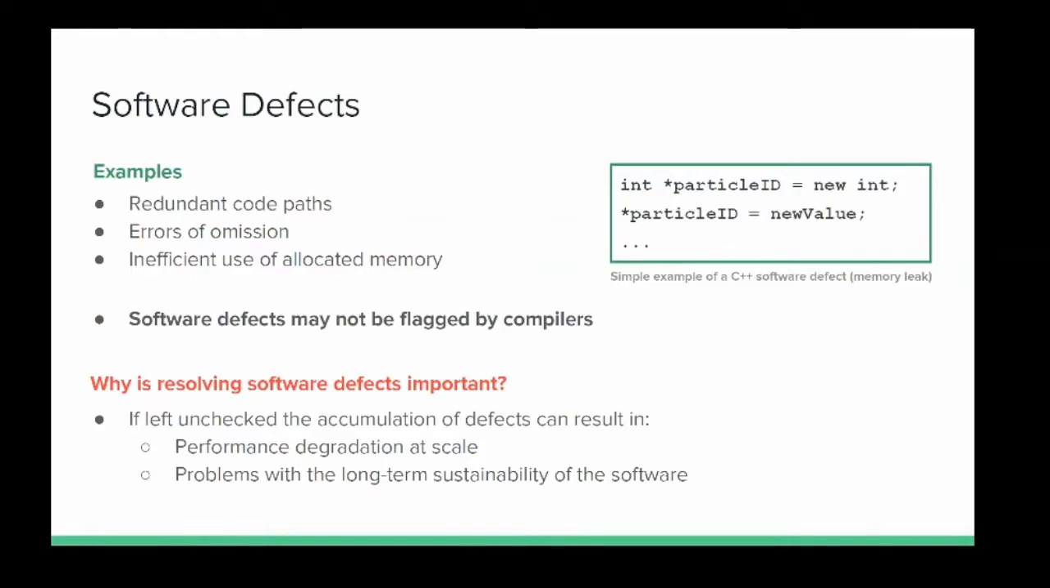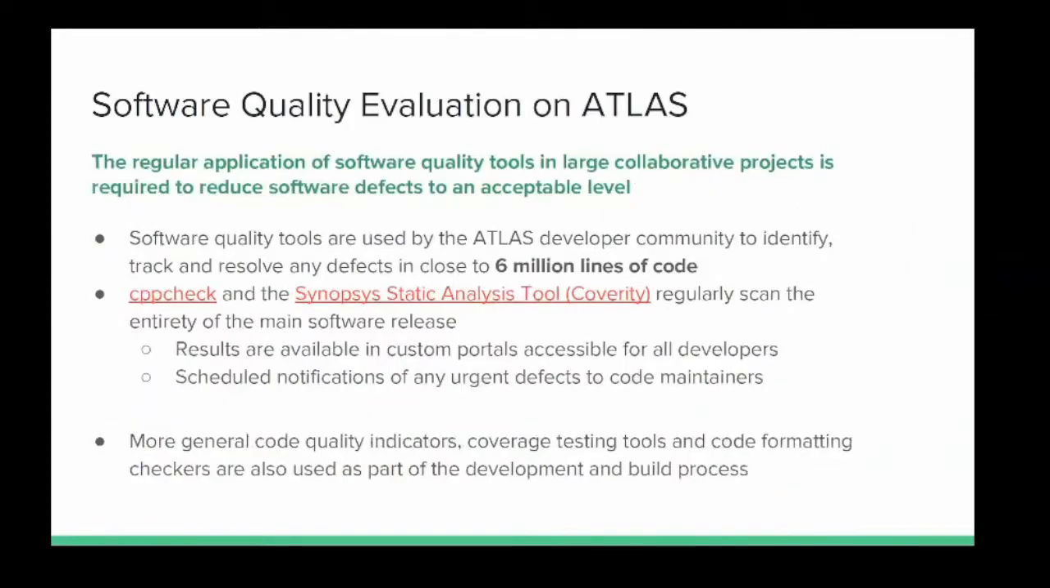It's really when you look at it at scale that it becomes a problem and it becomes important. If left unchecked, the accumulation of defects can result in performance degradation. All those memory leaks add up. And also problems with the long-term sustainability of the software, especially if the code paths don't get used, the provenance is not known and so on. So on experiments such as Atlas, the regular application of software quality tools is pretty much essential to reduce software defects down to an acceptable level. You'll never get to zero, but you need to put an upper cap on the defects that you do have.